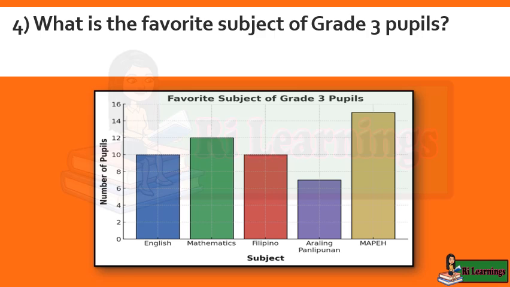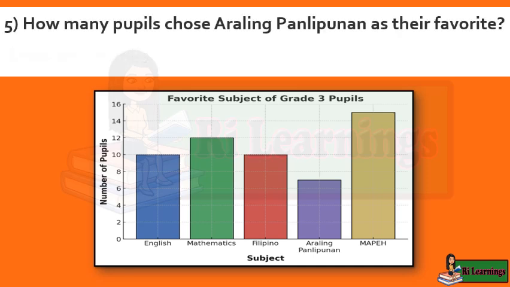4. What is the favorite subject of grade 3 pupils? Answer. The favorite subject of grade 3 pupils is MAPEH, music, arts, PE, and health, because it has the tallest bar, indicating the highest number of pupils who prefer it. 5. How many pupils chose Araling Panlipunan as their favorite? Answer. From the bar graph, 7 pupils chose Araling Panlipunan as their favorite subject.